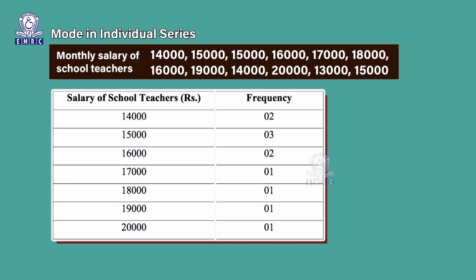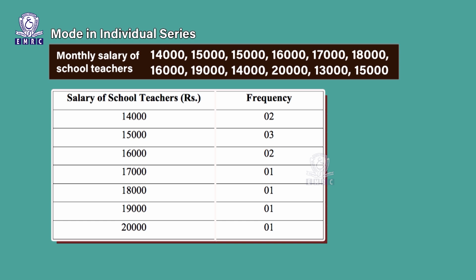There is one teacher who is earning 17,000, one teacher who is earning 18,000, one teacher who is earning 19,000 and one teacher who is earning around 20,000. So from 17,000 to 20,000 we are going to have only one frequency in each column.